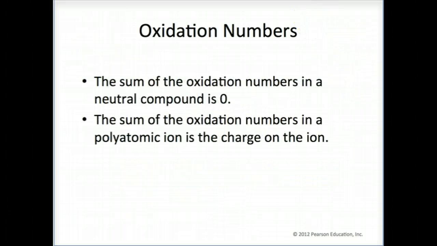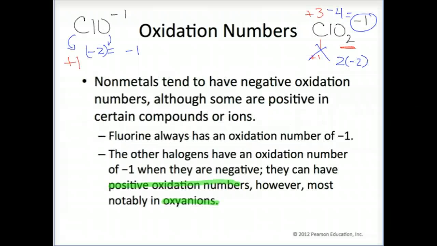One last thing, the sum of your oxidation numbers in a neutral compound is 0. The sum in a polyatomic ion is the charge on the ion, and that's what we've been discussing here.